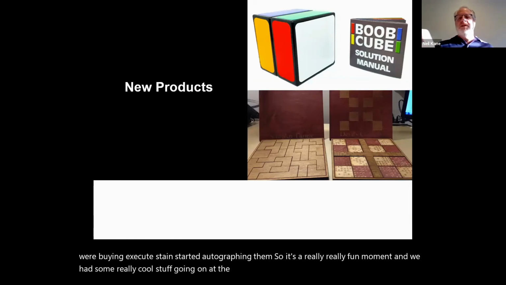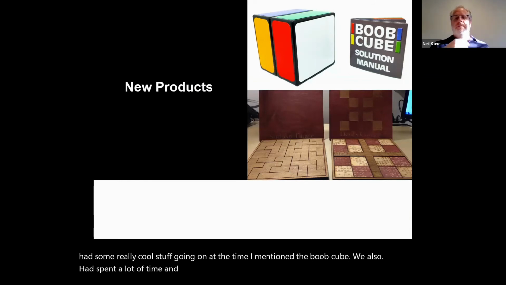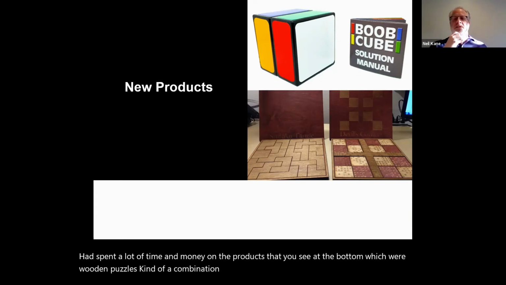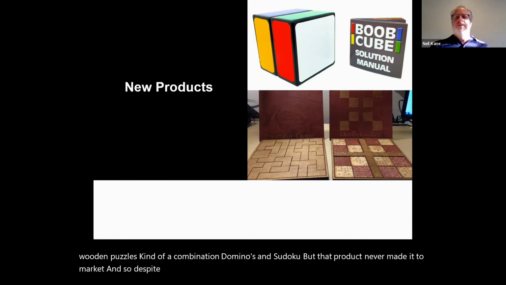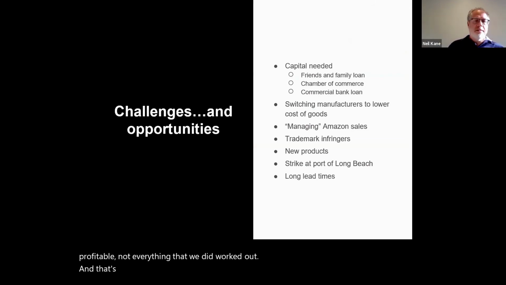I mentioned the Boob Cube. We also had spent a lot of time and money on the products that you see at the bottom, which were wooden puzzles, kind of a combination of dominoes and Sudoku. But that product never made it to market. And so despite the fact that we were unequivocally a successful company and profitable, not everything that we did worked out. And that's an example of one that didn't.